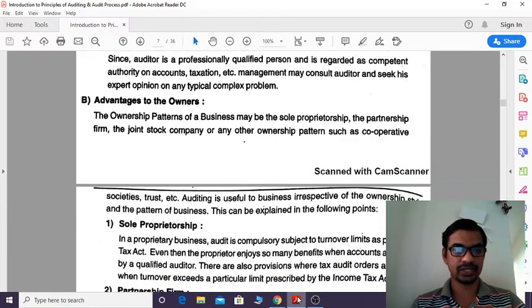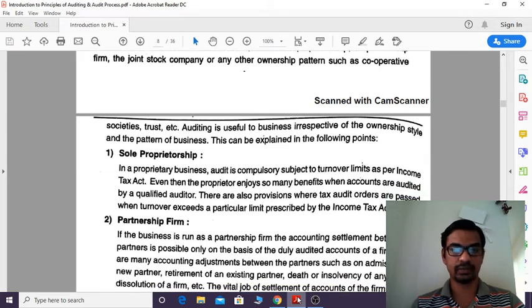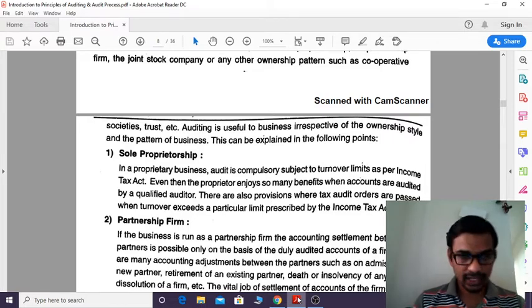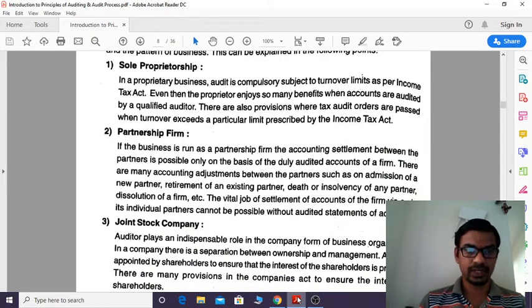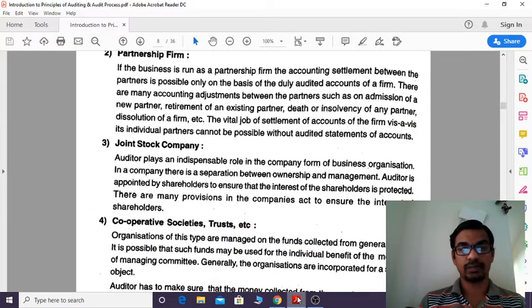Then next type, that is the advantages to the owners. So first of all, sole proprietorship. In a proprietary business, audit is compulsory, subject to turnover limits as per the Income Tax Act. Audit is not otherwise compulsory for the sole proprietorship business, but if they want the various benefits of the auditing, they can do the audit, and therefore it will provide benefits to the sole proprietorship. Partnership firm. For the partnership firm, it is not compulsory, but if there are many accounting adjustments between the partners, such as admission of a new partner, retirement of an existing partner, death or insolvency of a partner, dissolution of firm, etc. In such conditions, if the partnership firm wants a proper profit sharing ratio, at that time auditing will provide a very good benefit to them.